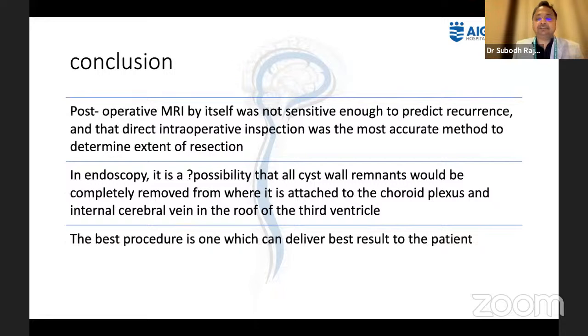Post-operative MRI by itself is not sensitive enough to predict recurrence, and direct intraoperative inspection is the most accurate method to determine the extent of resection. In endoscopy, it is possible that the cyst wall remnant would be completely removed from where it is attached to the choroid plexus and internal cerebral vein in the roof of the third ventricle. And the last but not the least, the best procedure is one which can deliver the best result to the patient in the best experienced hand, in your own experienced hand. Thank you very much.